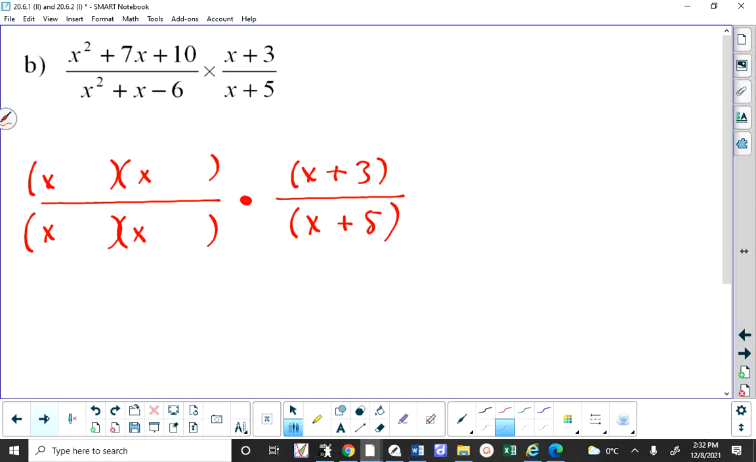On the top of the first rational expression, what are two numbers that multiply to give 10 and add to give 7? I would say that's 2 and 5. Oh, that's good because I can see there's an x plus 5 on the bottom over there. It's going to cancel. What are two numbers that multiply to give negative 6 and add to give 1 for the bottom quadratic trinomial? Would be plus 3 and minus 2.